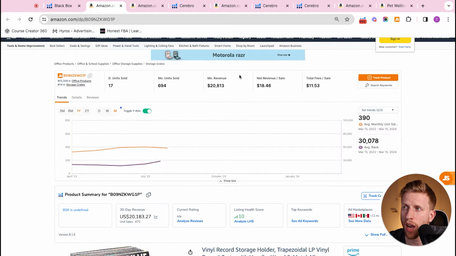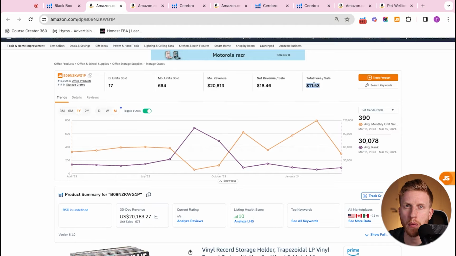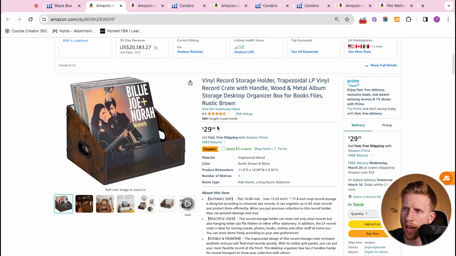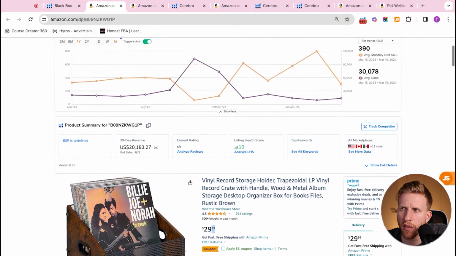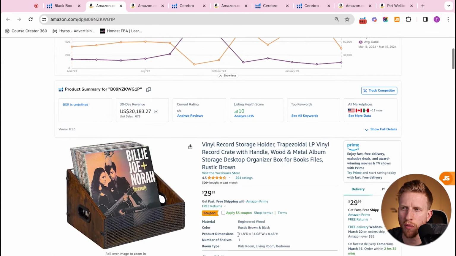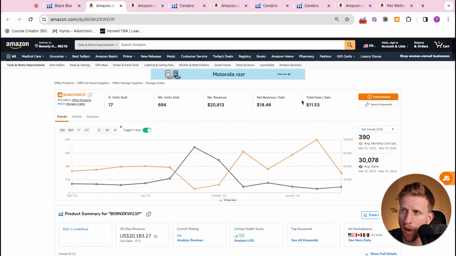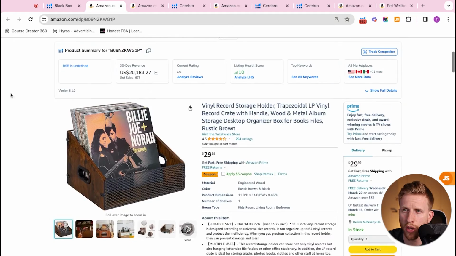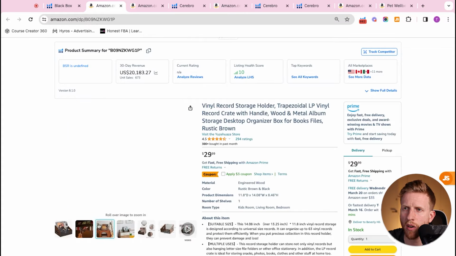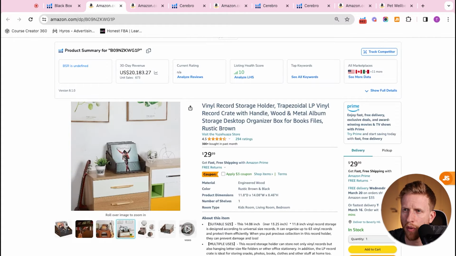One of the first things I look at is the FBA fee. Remember when I was talking about the price earlier on? FBA fee, $12 more or less, and this is $30. So it's not too bad. Roughly, you want the FBA fee to be around a third of whatever you sell it for. Because if you sell this for 30 and your FBA fee is $11.53, that leaves enough money for you to do your advertising, all the other stuff, so that you can actually make a profit.